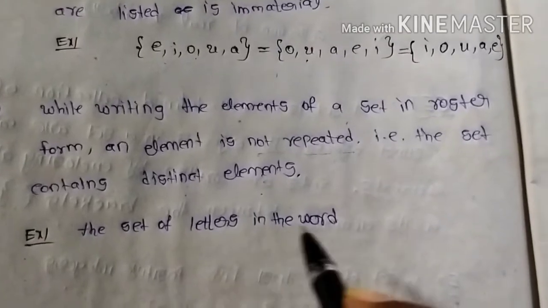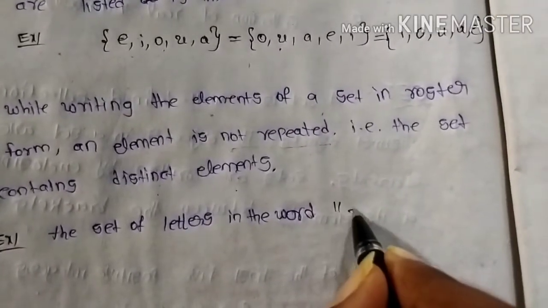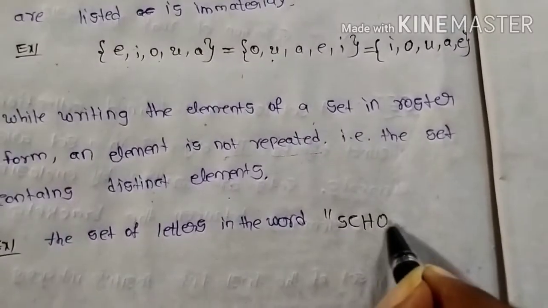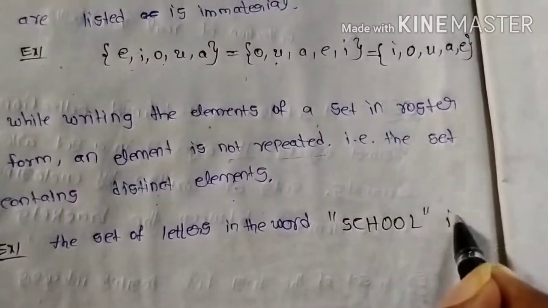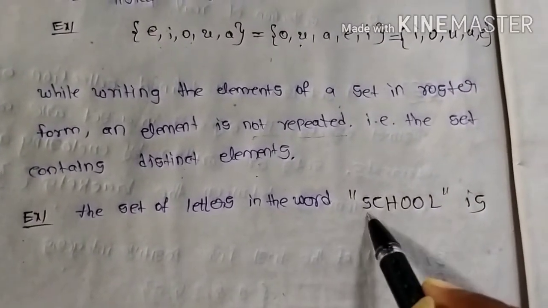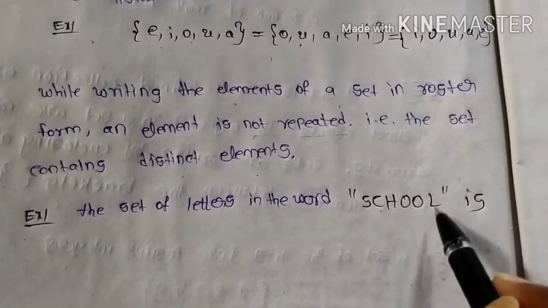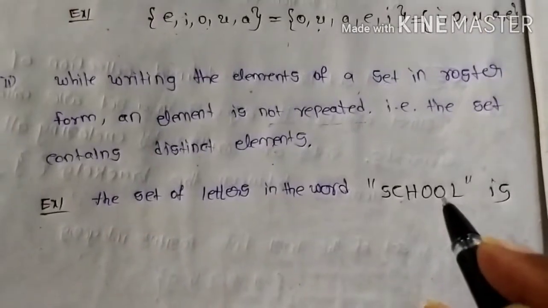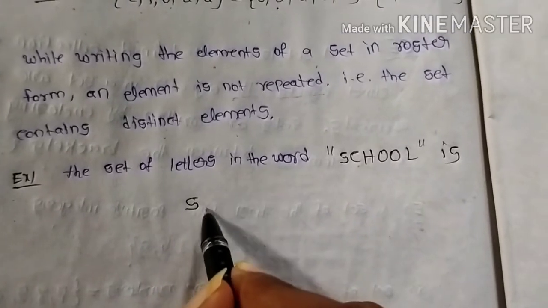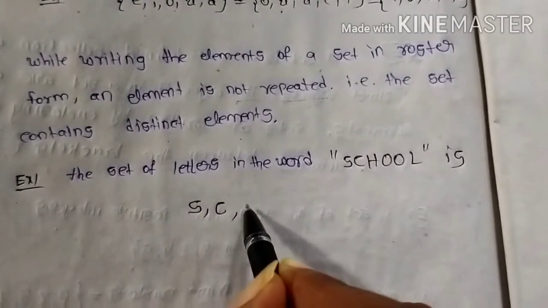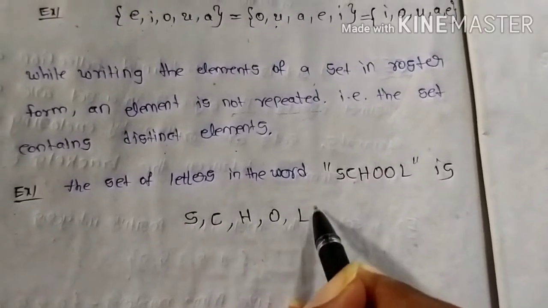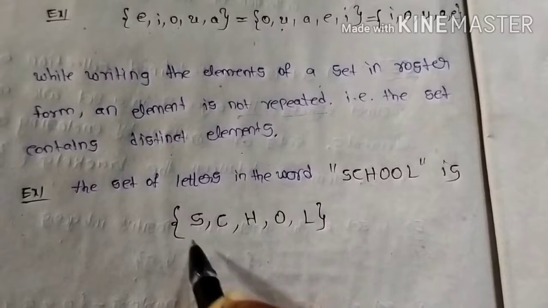The set of letters in the word SCHOOL. How can you represent it in the roster form? You can write here S, comma, C, comma, H, comma, O, comma, L only. See, this is your roster form.